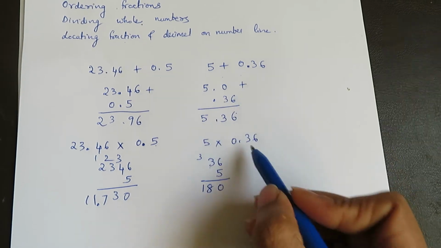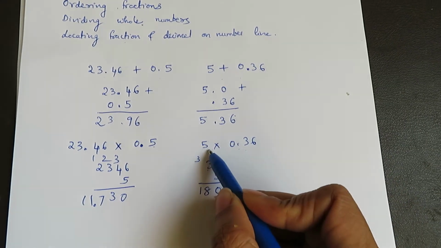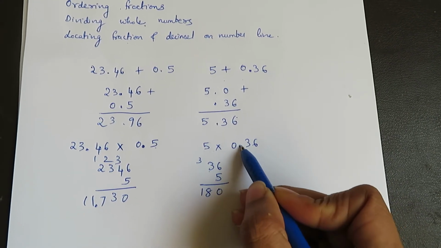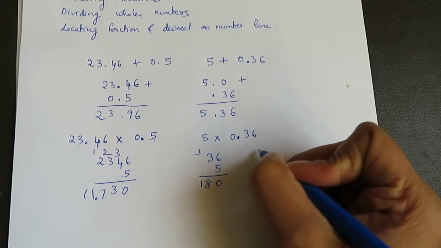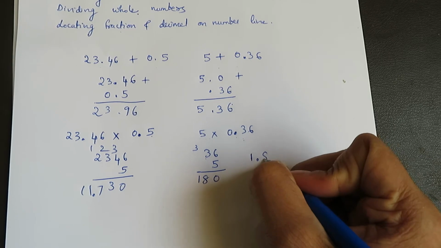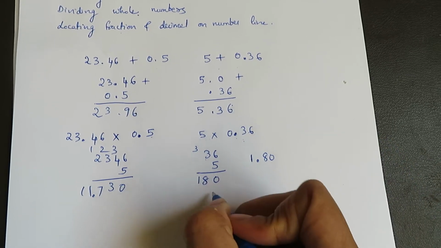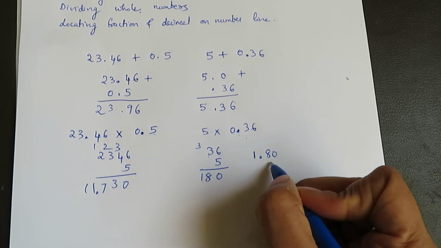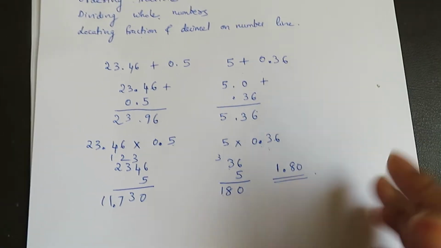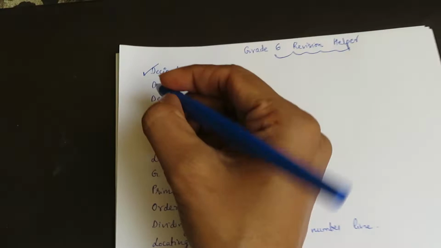How many numbers are after the decimal in this question? Here I don't have any decimal. Here I have 2 numbers after the decimal, right? So in my answer also I should have 2 numbers after the decimal. Okay, in the final answer, I'll make sure that I put the decimal so that I'll have 2 numbers after this. This is how you do a decimal multiplication.